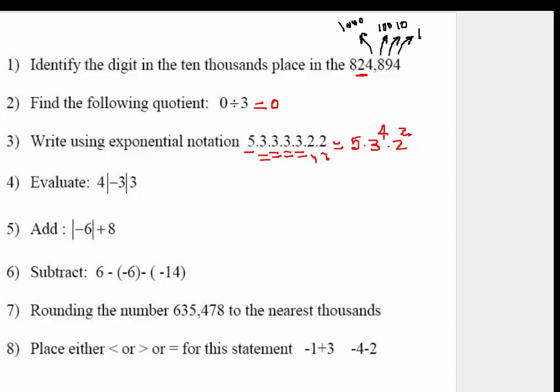Okay, very good. The next question says evaluate, and then we have 4 times the absolute value of minus 3 times 3. What is the absolute value of minus 3 equal to? When you have that sign, no, the absolute value of minus 3. I don't want the final answer. I want to know what the absolute value of minus 3 is equal to. Okay, you said it's 3.